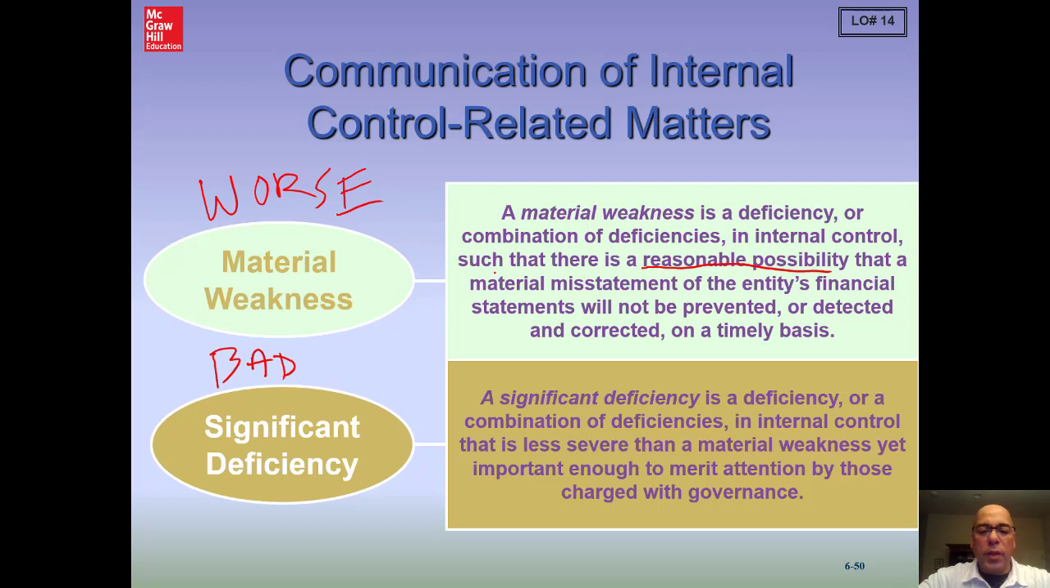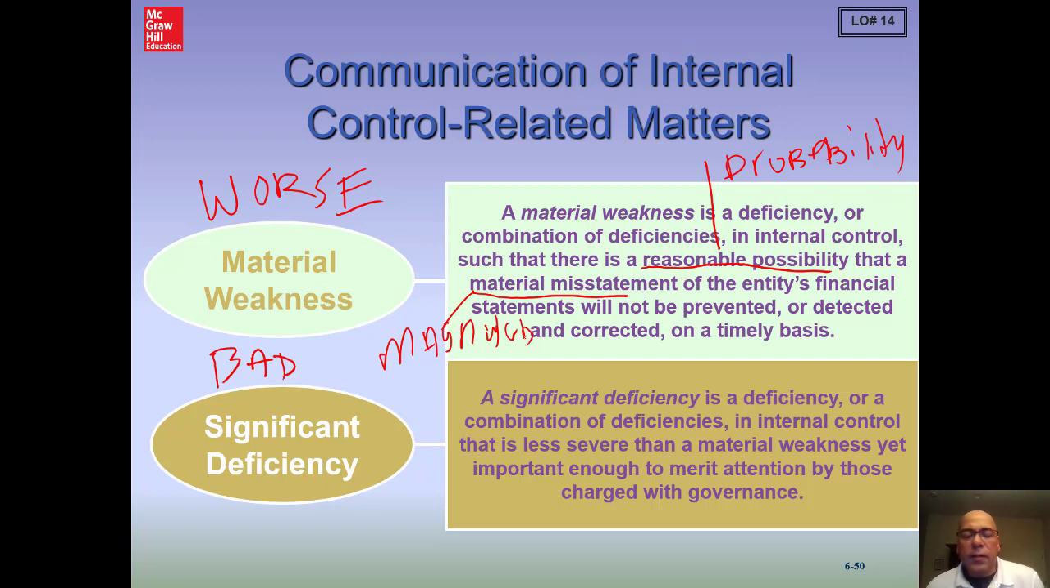So when we're looking at this, we're looking at probability. It says probability, believe it or not. And we're talking about magnitude. So when we find a weakness in the internal control, we need to assess the probability that it will result in a what? In a misstatement that has a magnitude that is material. Remember, we say that a material misstatement is one that would change the judgment of a user of the financial statements. When we say reasonable possibility, we're starting to talk about 50% or more.